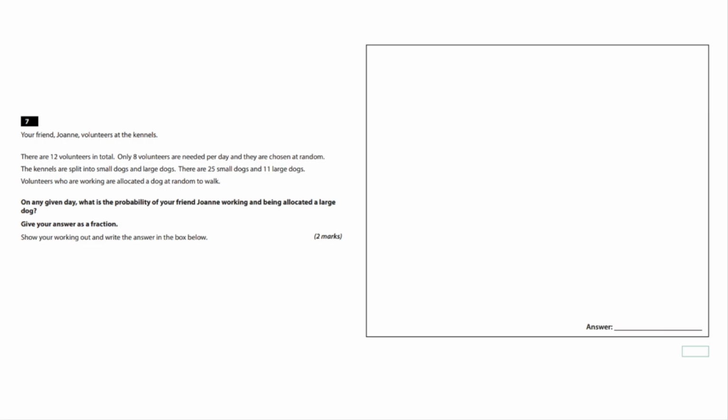So the probability of Joanne working, and I'm going to put in there brackets, I'm going to put Joe working as a fraction. There are 12 volunteers and only 8 volunteers are needed per day, so the probability is 8 over 12.